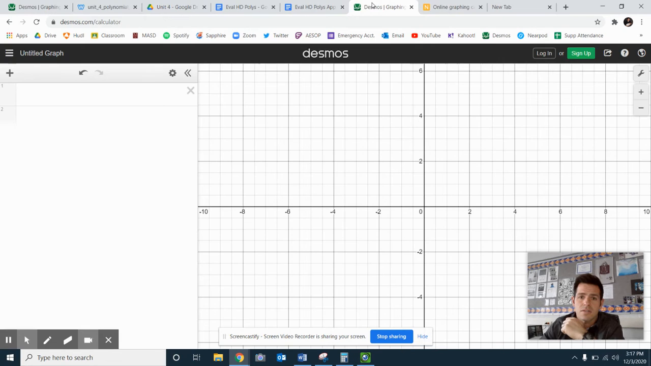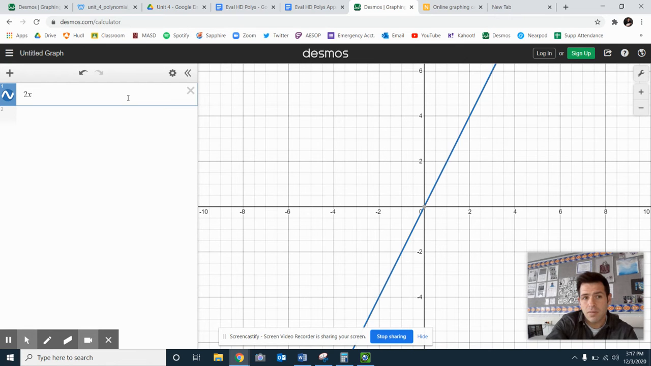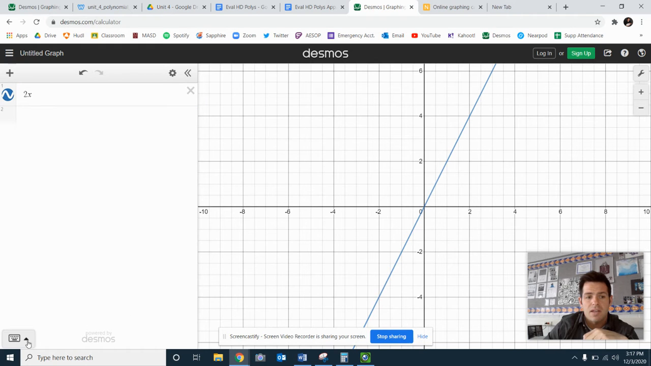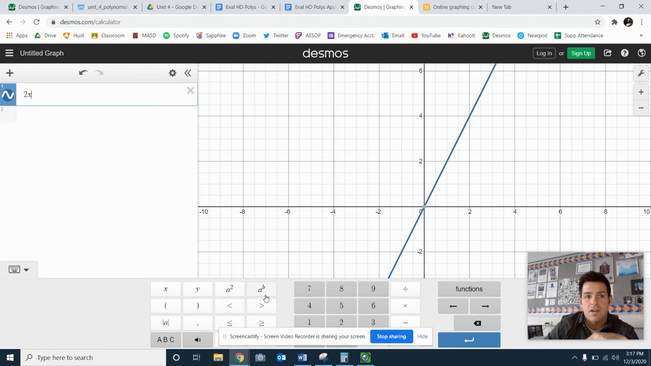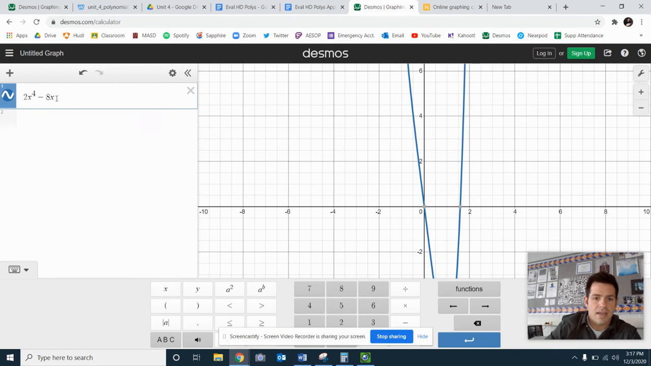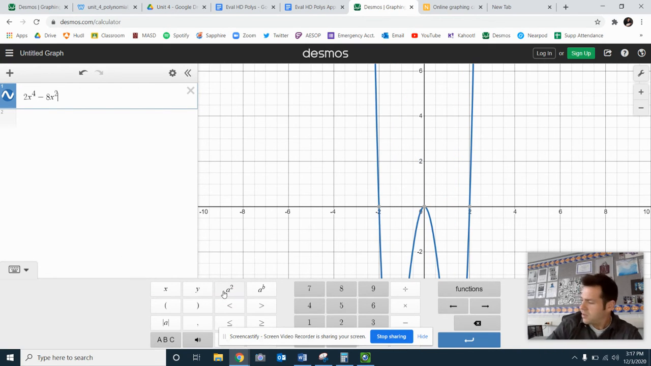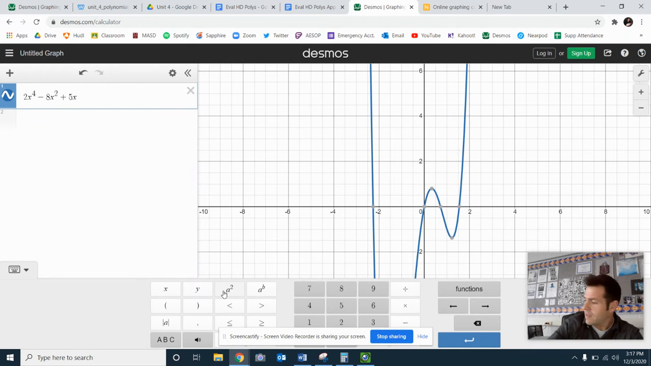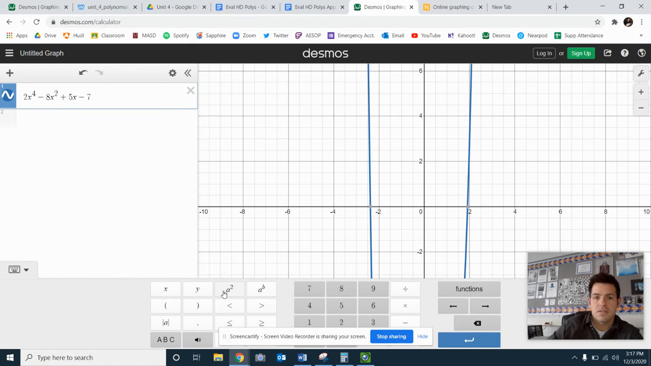When I go to Desmos, remember I'm going to type in the function here. I'm not evaluating. I'm not plugging in what the x value we're looking for is quite yet. We know that if I have to put in an exponent, I got to go to this keyboard here. And our exponent's 4, so I need the a to the b power button. There's 4. Push off to the side the right button to move on with the function. I got the minus 8x, and here I can do it squared. Then I have a plus 5x and a minus 7. And that is the end of my function.